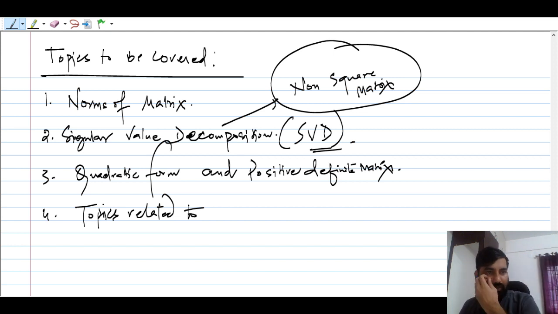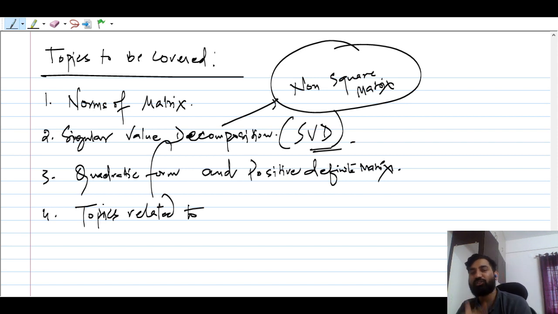This singular value decomposition is also applicable on non-square matrices, so you can also decompose a non-square matrix. Decomposition, you know what it means, it is nothing but a factorization. You have to factorize it.